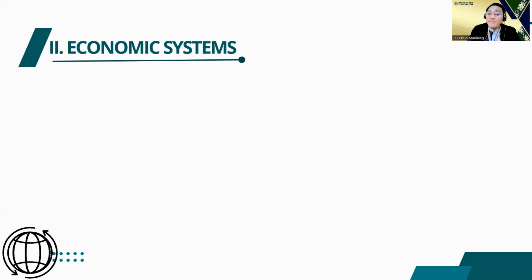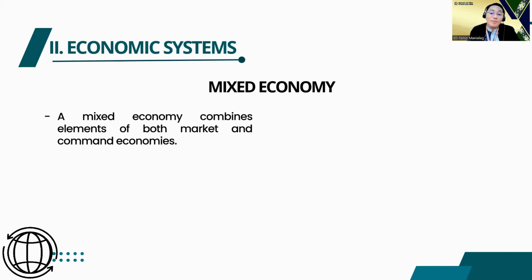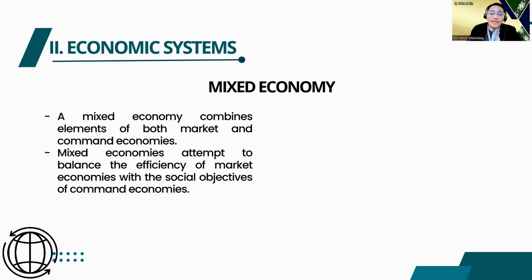Next is the mixed economy. A mixed economy combines elements of both market and command economies. It features a blend of private ownership and government control. The government may own or control certain industries while leaving others to market forces. Now, how does it balance private and public interest? Well, mixed economies attempt to balance the efficiency of market economies with the social objectives of command economies. Government in mixed economies might regulate the economy to address social welfare or strategic concerns.